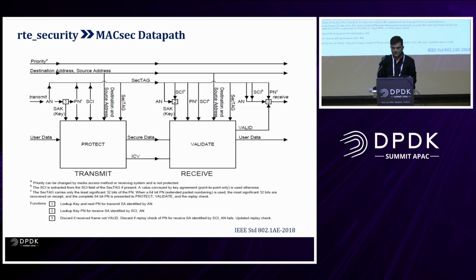Now at the receive side, SA key lookup happens based on association number and the SCI, which are part of the sec tag in the packet, and we validate the packet. If the packet is not valid, it will be dropped.